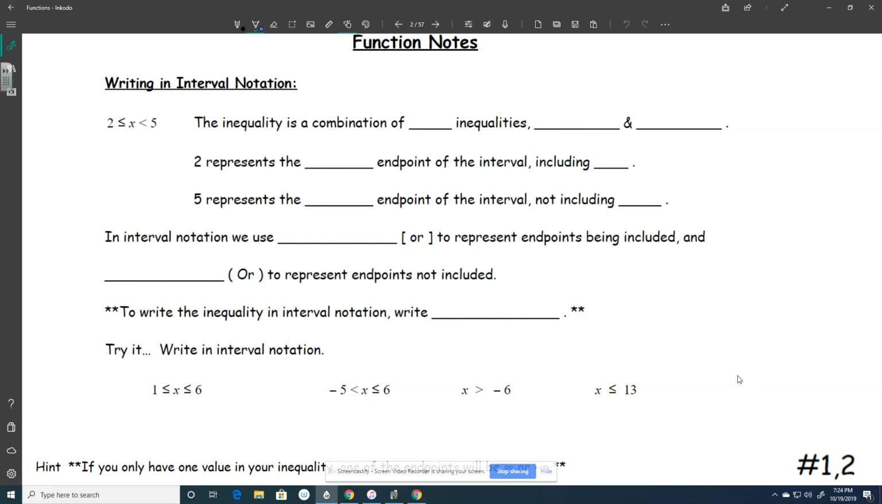All right, guys. So today we start Unit 3, new quarter, kind of a fresh start that we have here. And we're going to start out by talking about functions.